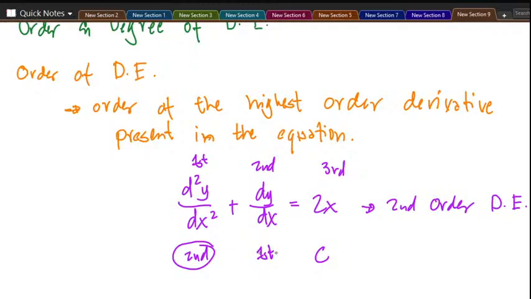So we base our order of the differential equation on the highest order derivative present in the differential equation, which in this example is on the first term, which is of the second order. So that's why the order of our differential equation is second.